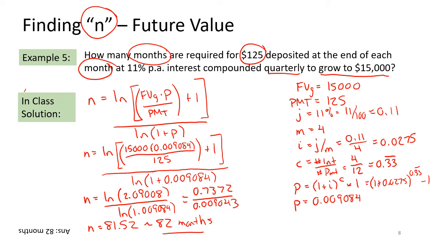The reason we know it's months is because our payment period has already been provided in months. So it's 82 payment periods, which, because our payments are monthly, means 82 months.